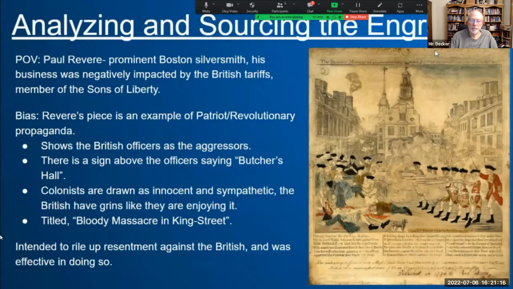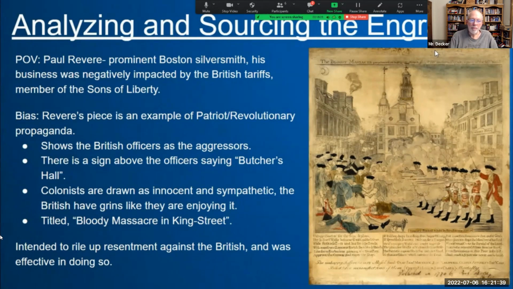Okay, now let's analyze and source the engraving. The first thing we need to look at is the creator, Paul Revere, who was a prominent Boston businessman, and one of his main trades was as a silversmith. His businesses had been negatively affected by the British tariffs, starting with the Stamp Act, and during the time of the engraving, the Townshend Acts. He was also a patriot and member of the Sons of Liberty, which is very important for students to know so you can identify his point of view.